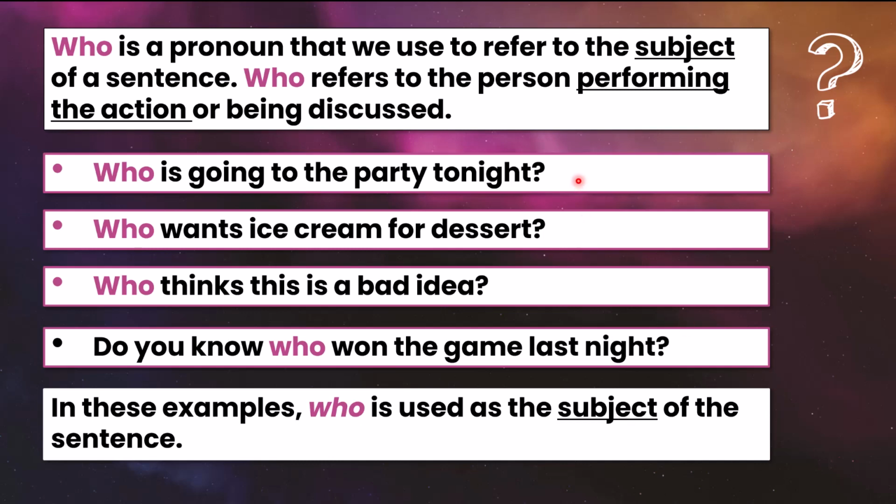If we answer these sentences, for example, who is going to the party tonight? Jack is going to the party tonight. Well, Jack would be the subject of the sentence. Jack is going. Remember, the subject usually goes before the verb. Who wants ice cream for dessert? The children want ice cream. The children would be the subjects of the sentence.